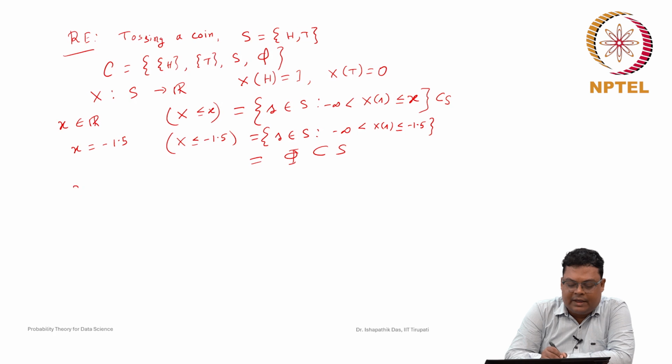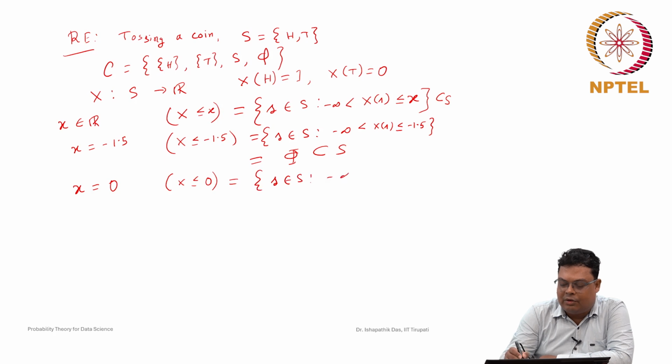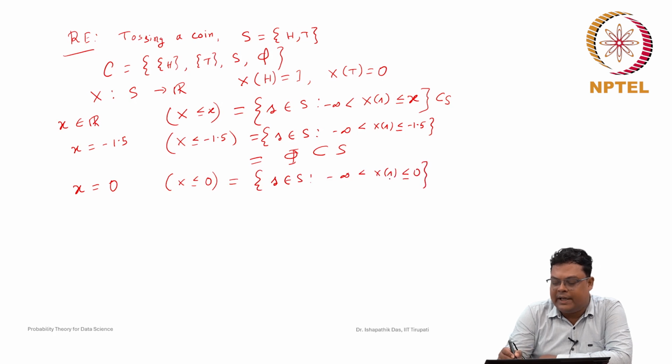Now, if you consider x to be some other value, suppose x is 0, then you can easily show the set {X ≤ 0}. I hope you have understood this very clearly. You just have to find the s such that X(s) is less than or equal to 0. Because X of tail is the only one that is 0, this is nothing but {T}.